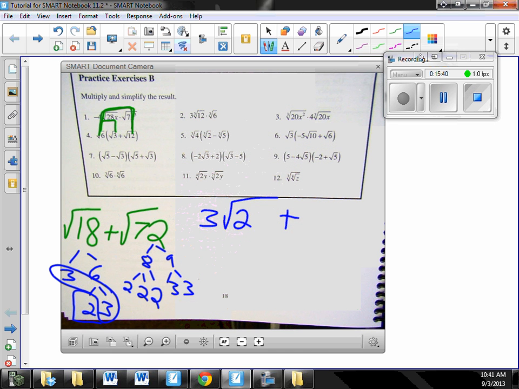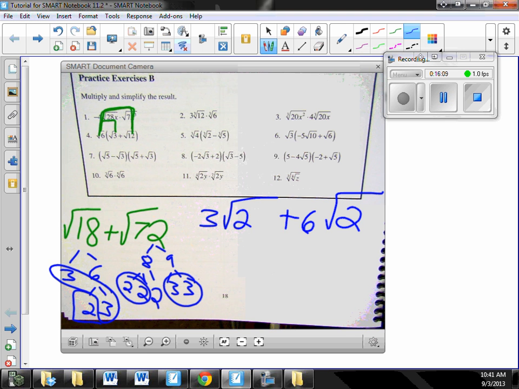So in the 72, do I have any pairs? I have a pair of 2's and a pair of 3's. So what can I bring out? The 2 and a 3, which gives me 6. What's left on the inside? A 2. Now that I have them simplified, can I add them together?